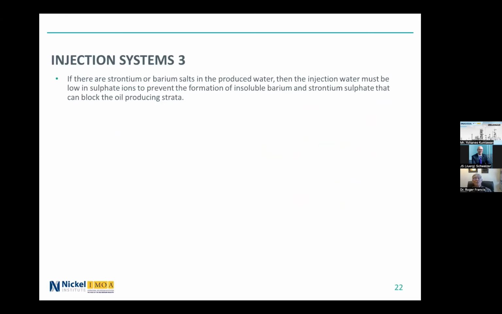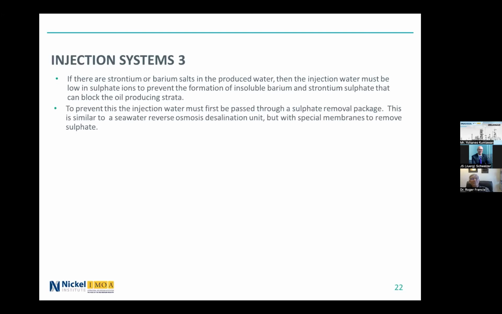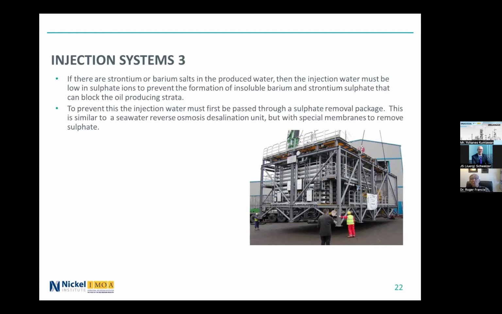Now, if there are strontium or barium salts in the produced water, then the injection water must be low in sulfate ions. Otherwise, when you inject water to boost performance, you'll form insoluble barium and strontium sulfate. This will block up the pores in the oil producing strata, and you'll reduce production rather than increase it. So to prevent this, the injection water must first be passed through a sulfate removal package. And this is very similar to a seawater reverse osmosis desalination unit, but with special membranes to remove the sulfate.